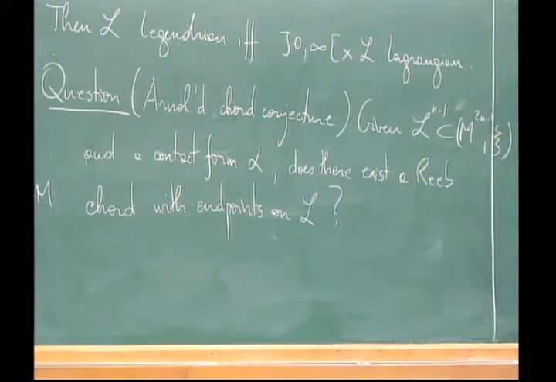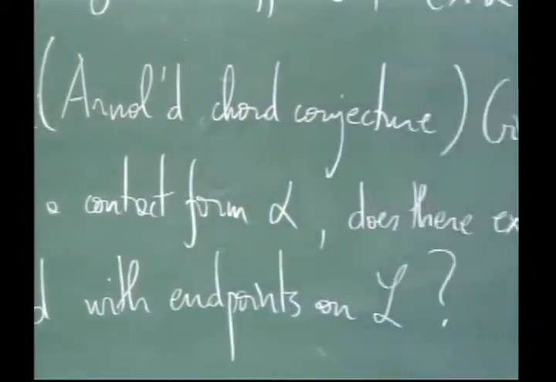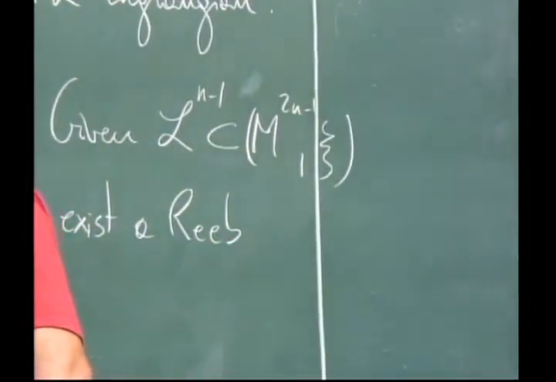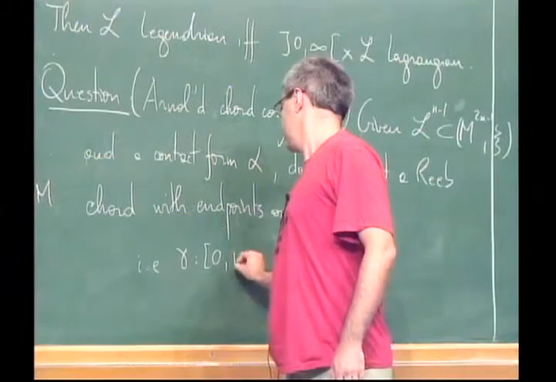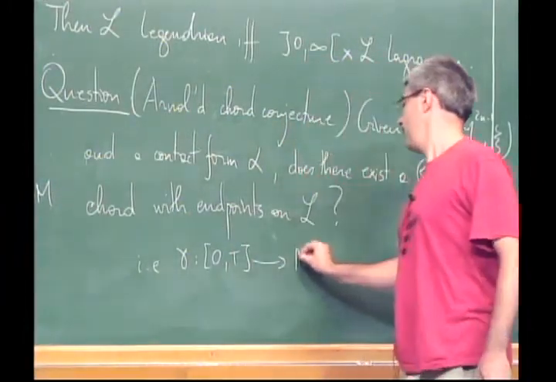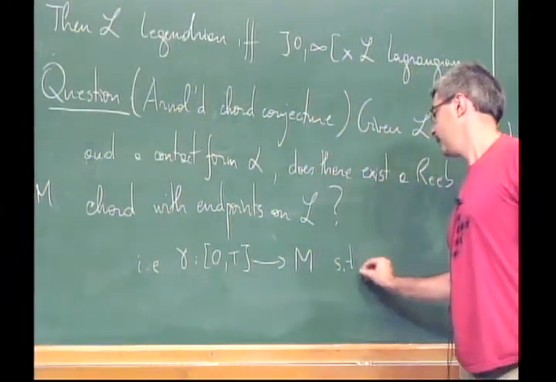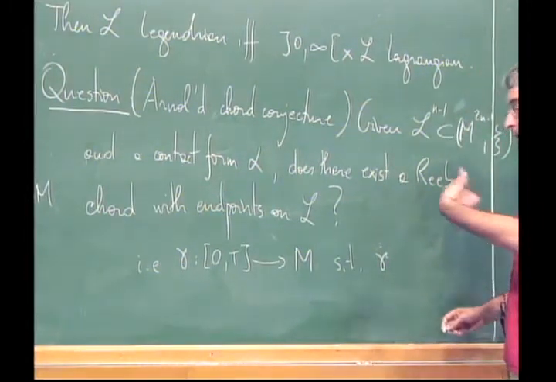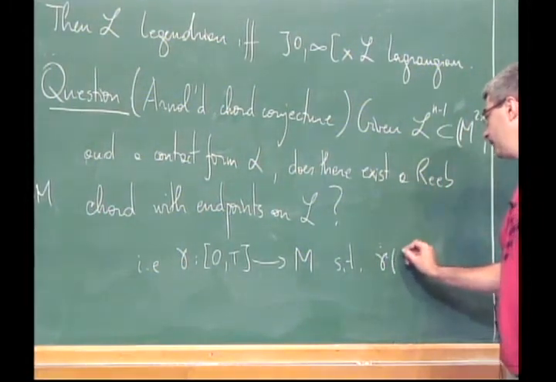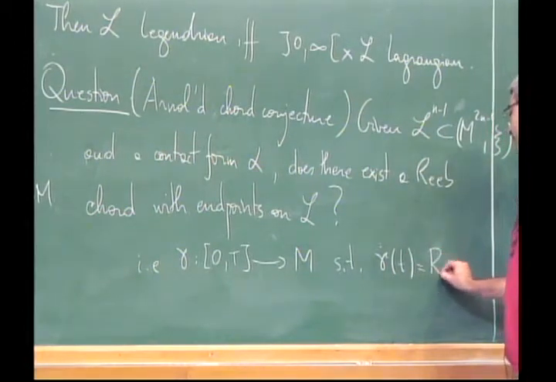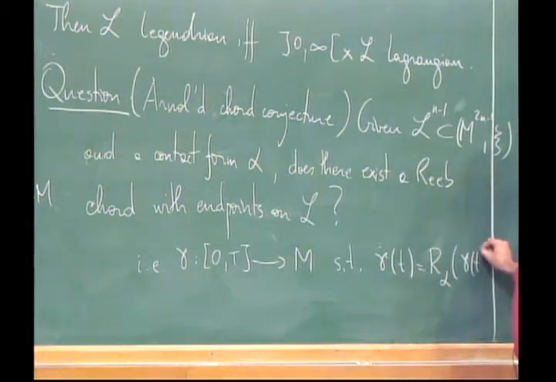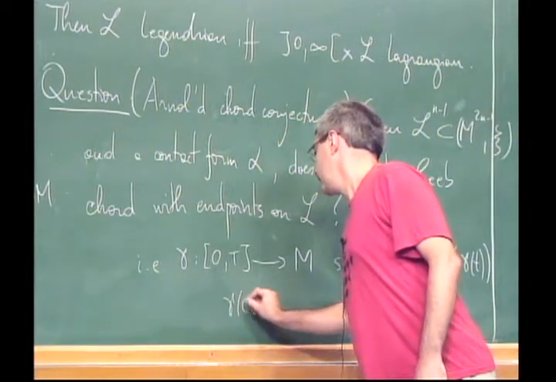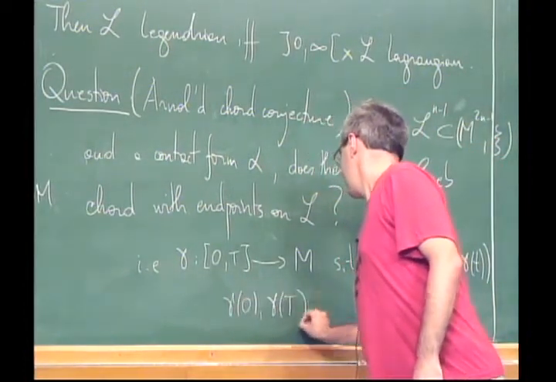So what's a Reeb chord? It's a curve defined on some interval such that it's an integral curve for the Reeb vector field, and such that gamma of 0 and gamma of t belong to L.